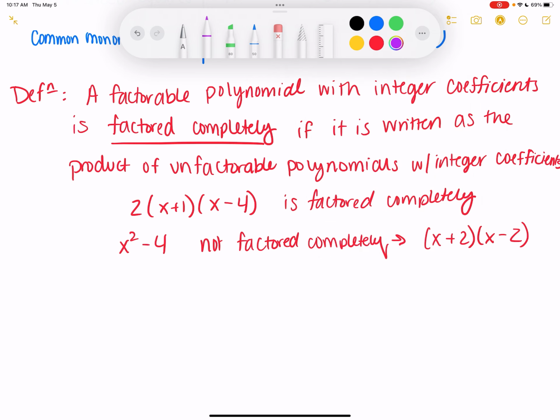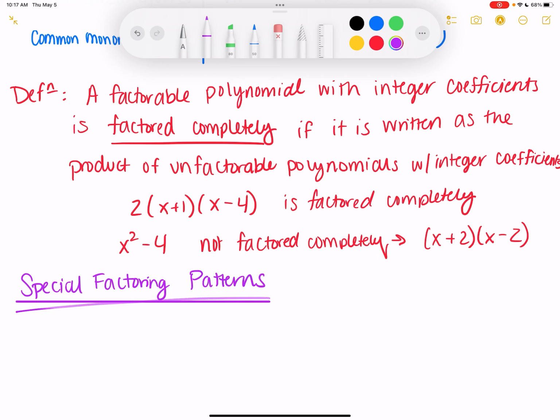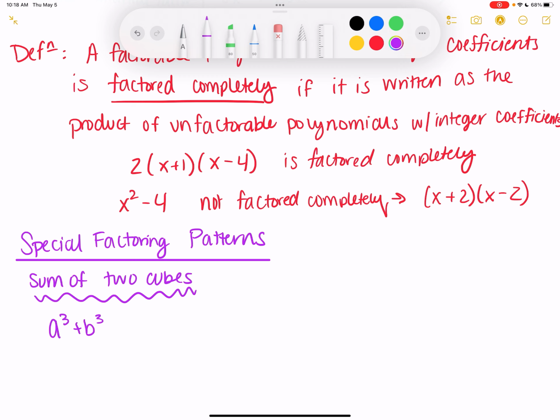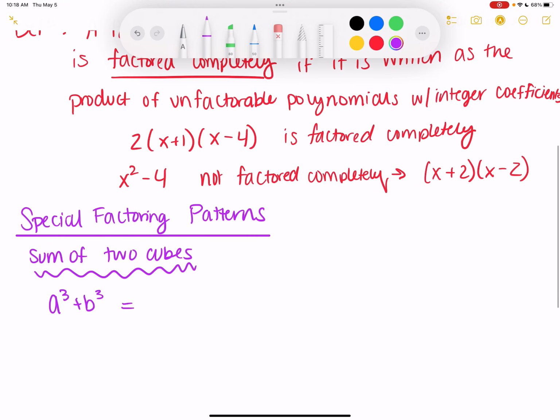All right, special factoring patterns. We have the sum of two cubes. This is if you have a cubed plus b cubed. This factors into a plus b times a squared minus ab plus b squared.